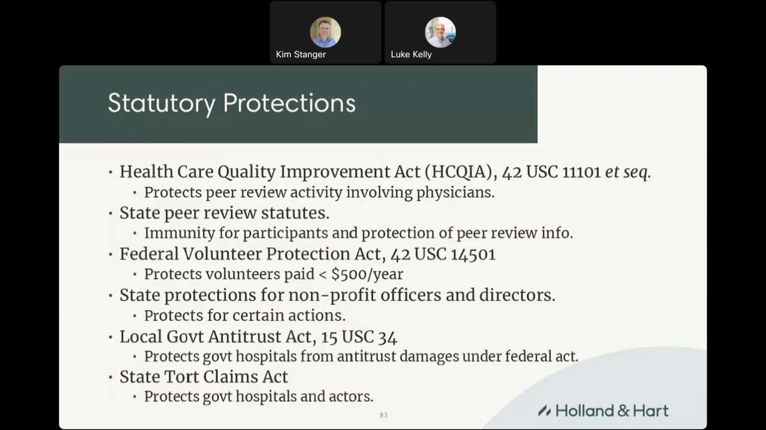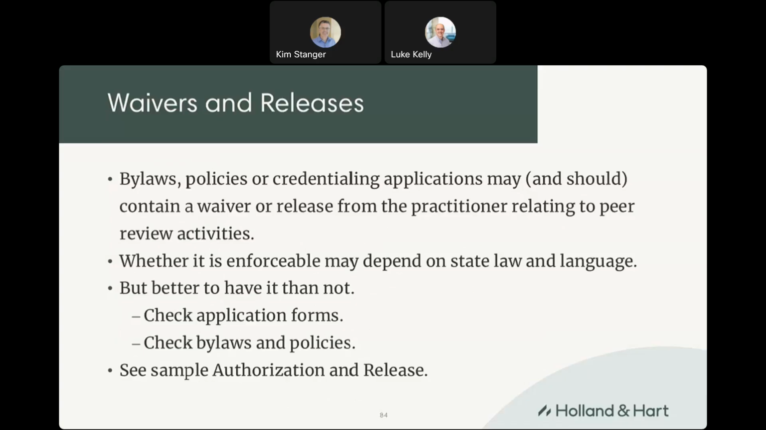In addition, because the government wants you engaged in credentialing activities, there's a whole bunch of statutory protections that apply. We talked about HCQIA already, but there could be state peer review statutes. There's the Federal Volunteer Protection Act, state protections for nonprofit officers and directors, the Local Government Antitrust Act, state tort claims acts that may apply to government entities. So be aware of those protections.